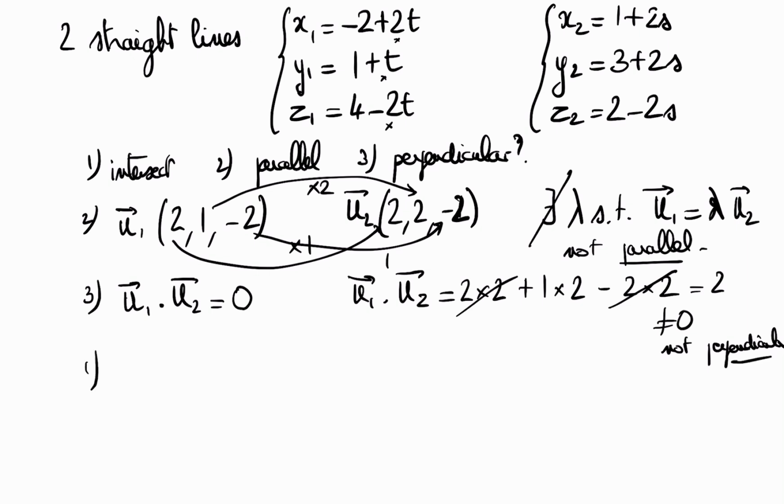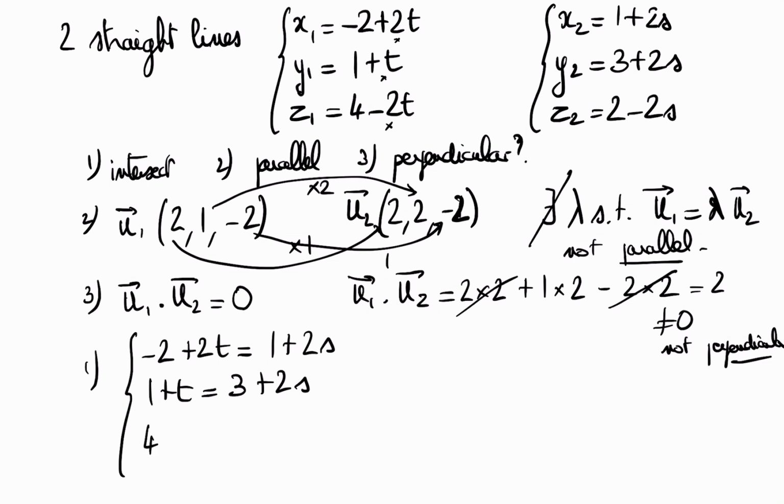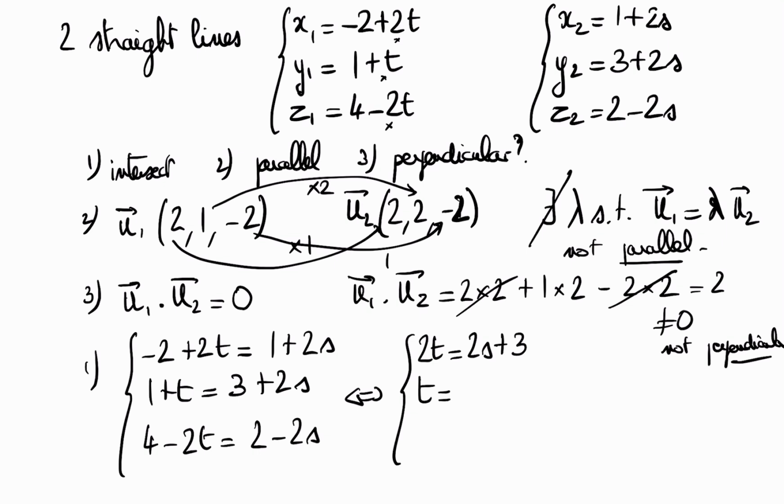Now, do they intersect? Well, for them to intersect, we must have at the same time minus 2 plus 2t equal to 1 plus 2s, 1 plus t equal to 3 plus 2s, and then 4 minus 2t equal to 2 minus 2s. Now, this is equivalent to, let's move all of the components, so that means that 2t is equal to 2s plus 3. Okay, so that also means we can get t equal to 2s plus 2. Yeah, maybe I should have started from this one.